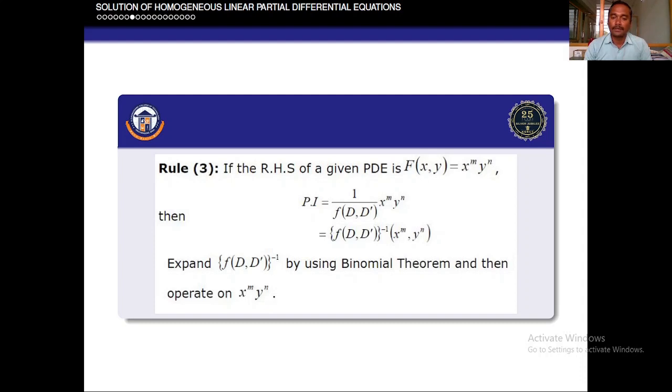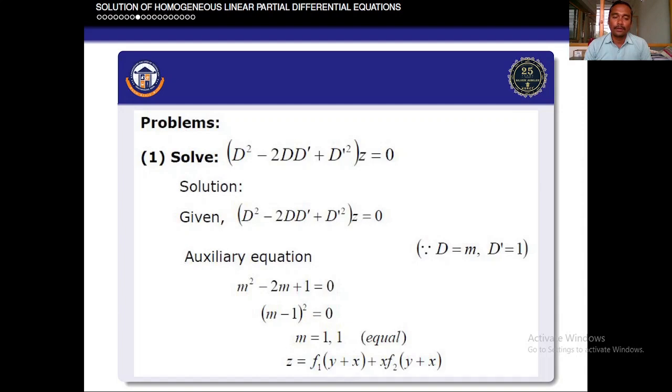Now come to the problems. So here the problem is: solve d square minus 2d d dash plus d dash square into z equal to 0. The complete solution of this problem is the complementary function plus particular integral. Here there is no right side function, that is, the right side value is 0. So it is not possible to find the particular integral value, and the complete solution contains the complementary function only.